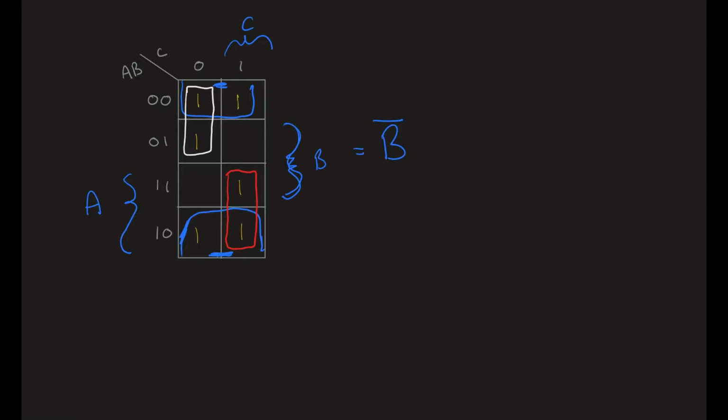It's half in, so the two on the right side are inside of C, but the two on the left side are outside of C. So we don't write C, we don't write anything. Now let's look at the red group.